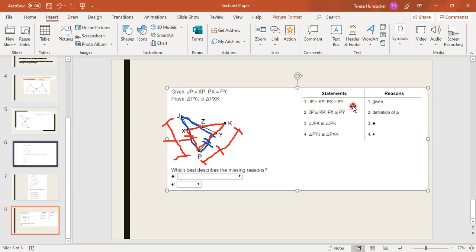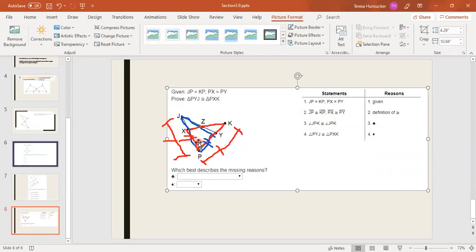That means those segments are equal in length. If two segments are equal in length, we can say they're congruent as well. That's the definition of congruence. Definition of congruence says if two segments or two angles are equal in measure, then they're congruent. Now it says angle JPK. Angle JPK, which is right here, is congruent to angle JPK. See this angle down here? It's shared by both triangles. So whenever something's congruent to itself, that's the reflexive property.